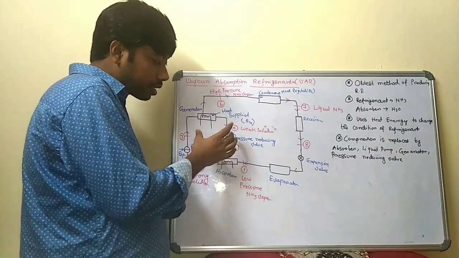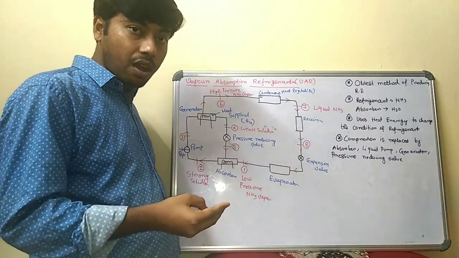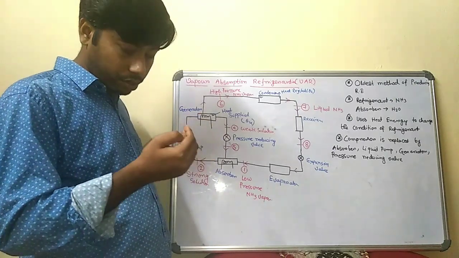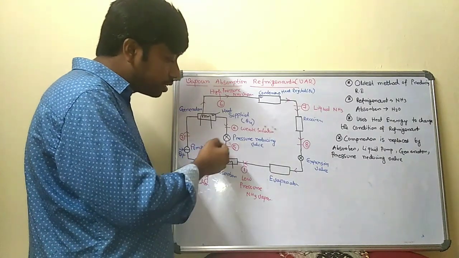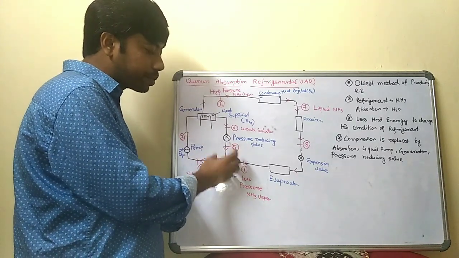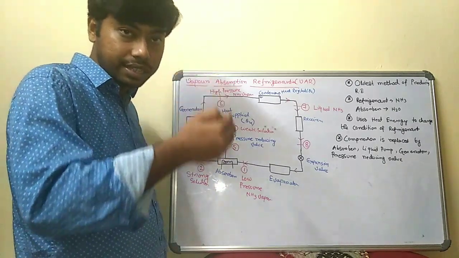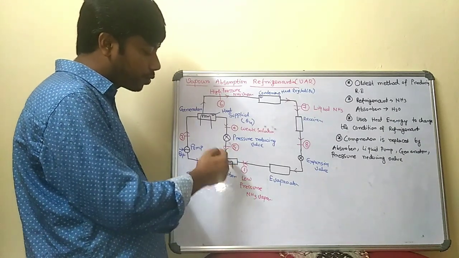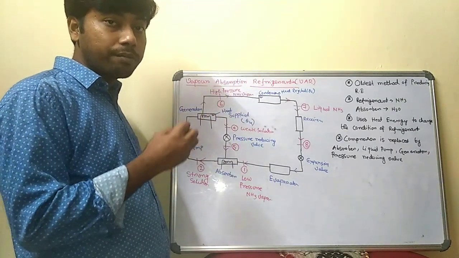If the temperature in the absorber increases, the capacity to absorb the low pressure ammonia vapor is reduced. That's why cooling devices or a cooling agent are used in the absorber, so that the temperature is kept minimum and the absorption capacity increases, and the maximum amount of ammonia vapor is absorbed.